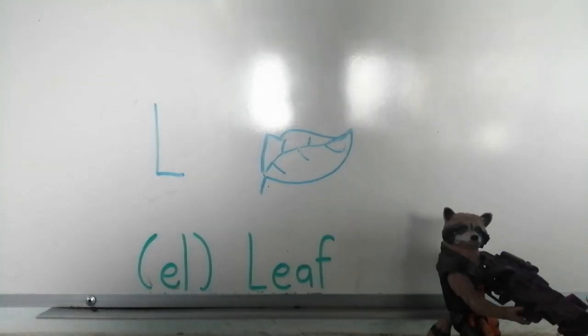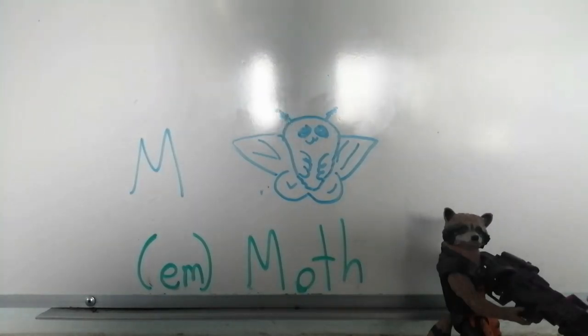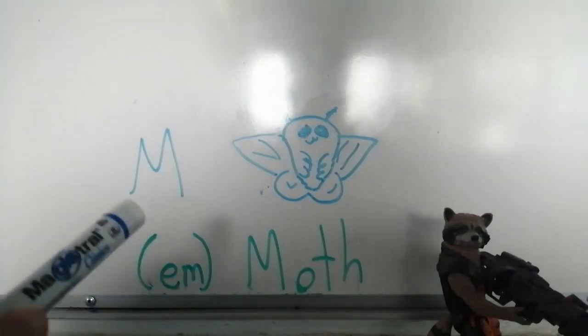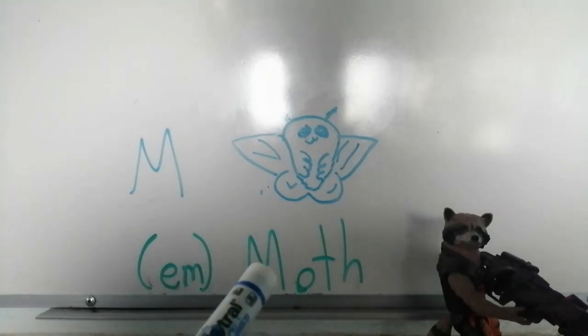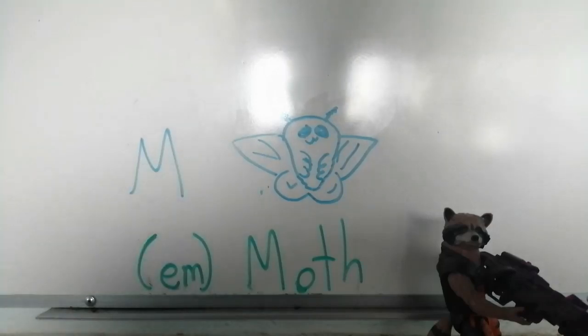Next letter is M. M. Okay, like in moth. Although this is a cute drawing, the original bug is quite creepy. Yeah, because it's kind of a butterfly, but with hair. I don't know. I think it's very creepy. But anyway, that's M.